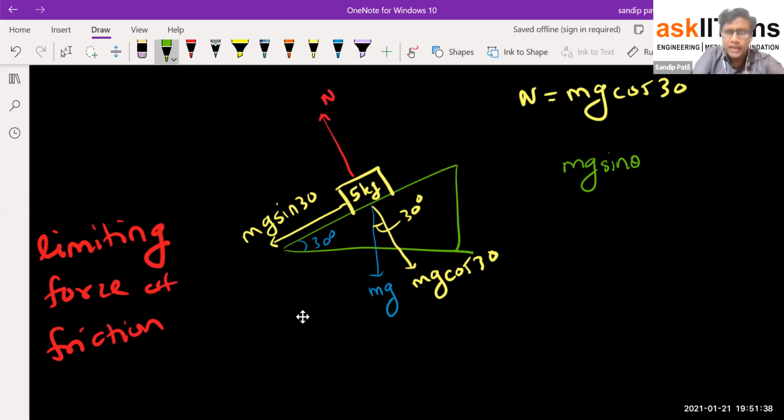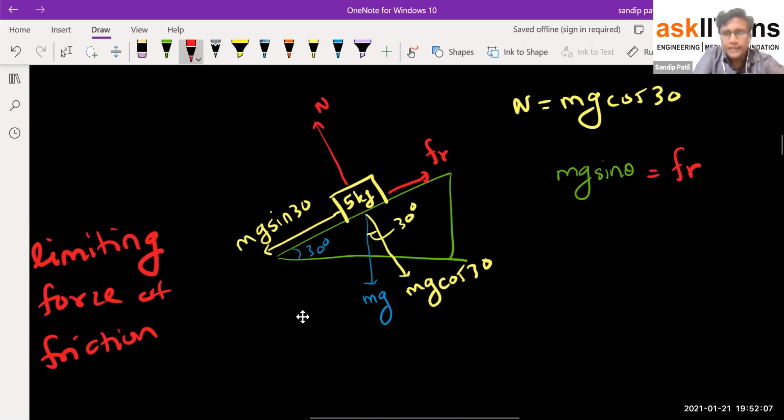Now consider there is a motion. Is this an external force? Not external, this is an internal force. We are not applying any other force here, but this mg sin theta is the force responsible for taking that block downward. So if the motion of the block is downward, there will be a frictional force Fr, which is equal to mg sin theta, when the block is in equilibrium. Equilibrium means what?